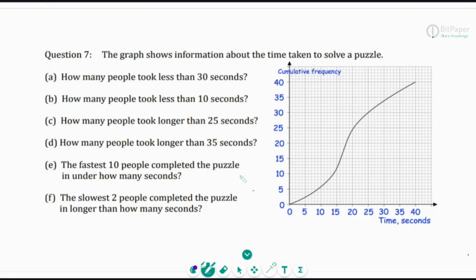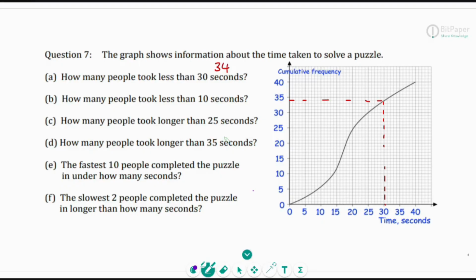How many people took less than 30 seconds? Let's find 30 seconds on the x-axis. We go up and read across. Oh, it's a little bit higher than that. So it would be 34.